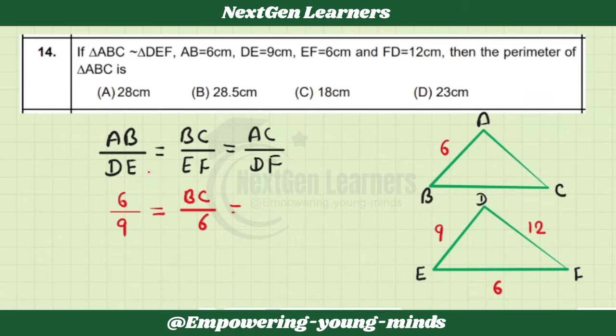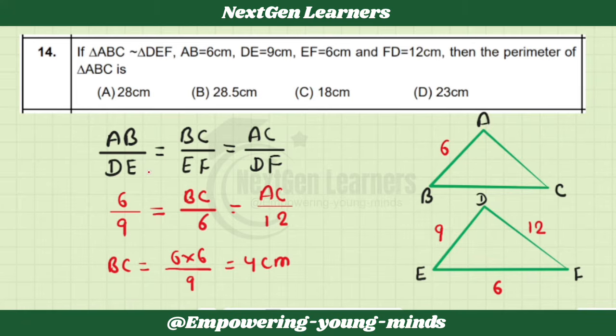AC is not given to us. DF is 12. So first let's take these two to find the value of BC. BC is equal to 6 multiply 6 upon 9, and if I solve this, I'll get BC as 4 centimeter.